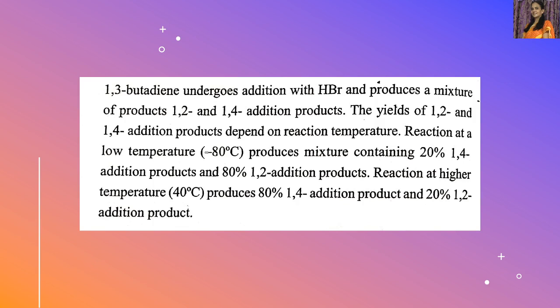So as the temperature changes, what is happening? The minor product at low temperature becomes the major product at high temperature. The 1,4 addition product is the minor product at low temperature, whereas at high temperature, this 1,4 addition product has become the major product. So this one we will discuss here.